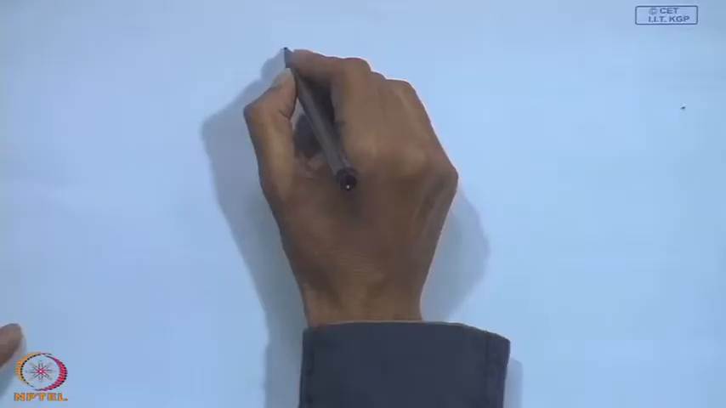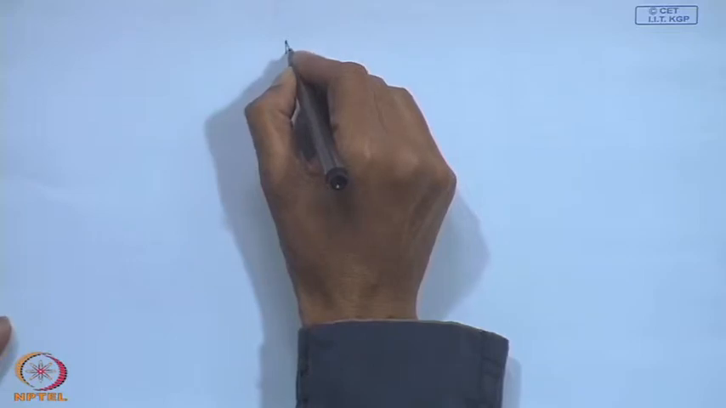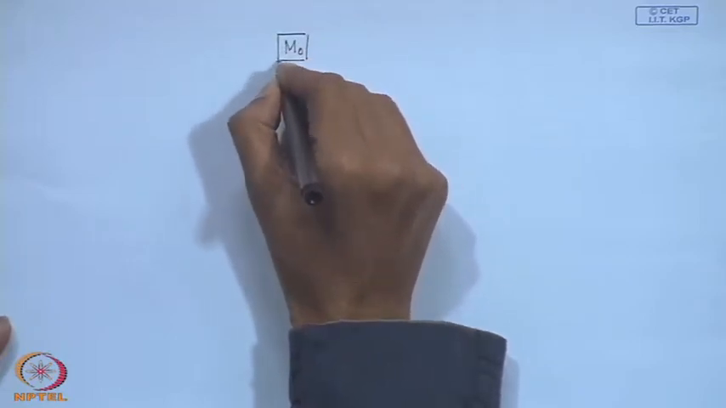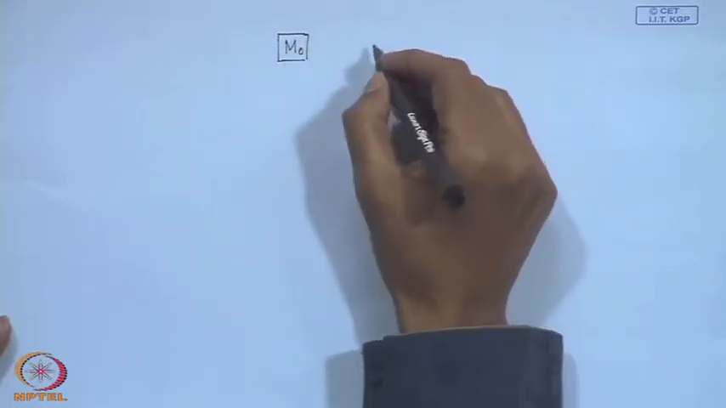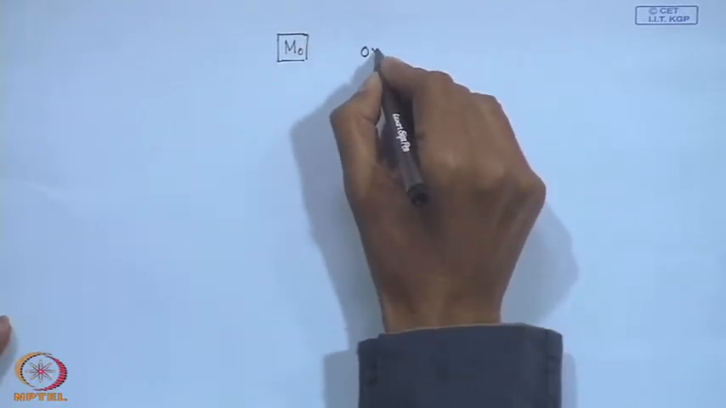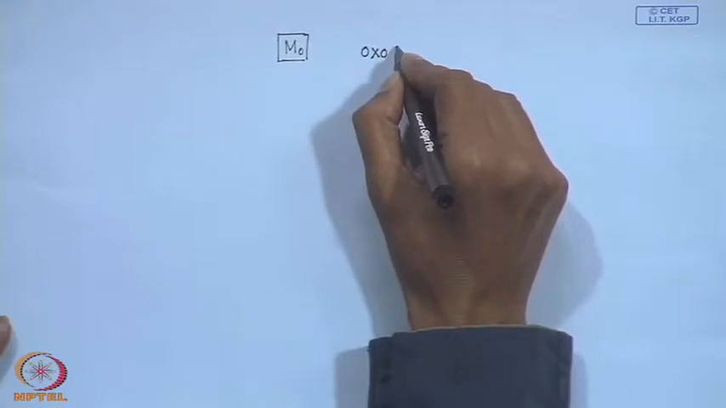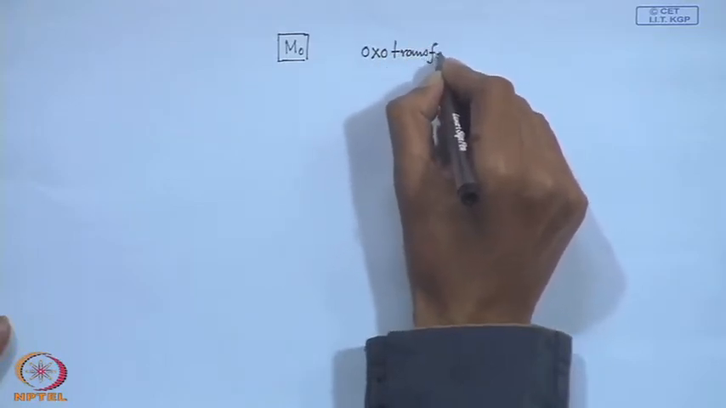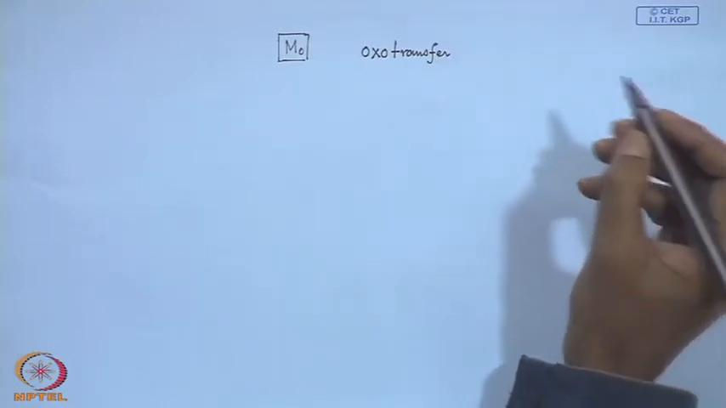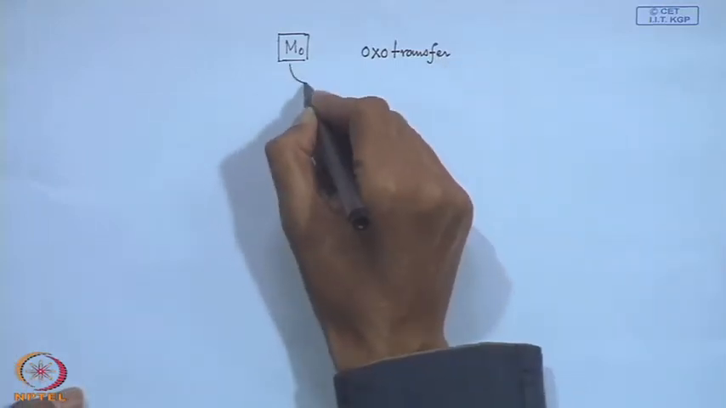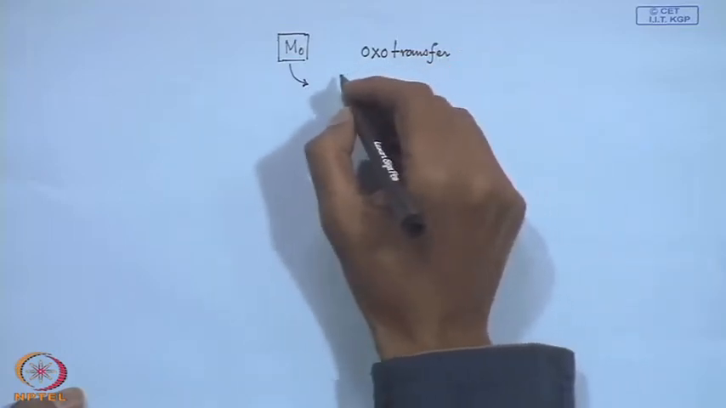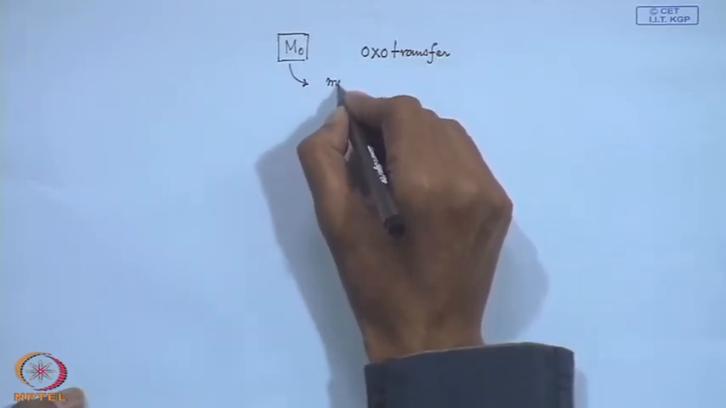So, today we will still continue with that enzyme which is taking the help of molybdenum, and we are talking about some reaction which is the most fundamental reaction, that is the oxo-transfer reaction. And since molybdenum bearing enzymes are involved, we call them oxo-transfer molybdenum enzymes.